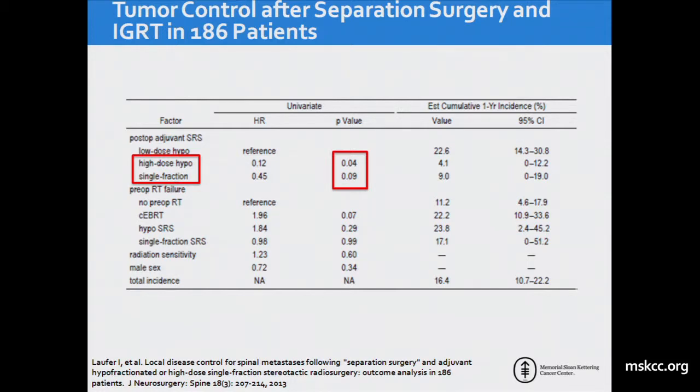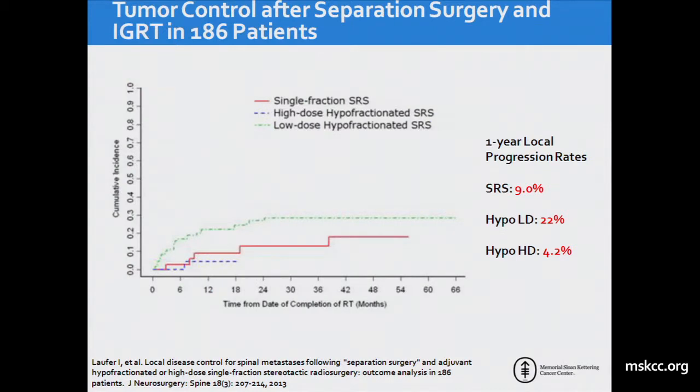Single fraction arm was patients that received 24 gray. High dose hyperfractionated, those are patients who were treated with 3 fractions of either 8, 9, or 10 gray. And then the low dose hyperfractionated arm, which is the one that did worse, were patients who received lower than 8 gray per fraction in their postoperative treatment. There was initially a trend towards significance for preoperative radiation therapy, and failing that, but this became completely insignificant when we did multivariate analysis. So the only thing that mattered was the dose.